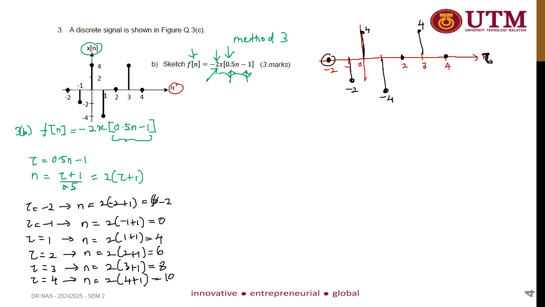Alright, so now use the new n axis. When tau equals minus 2, it becomes minus 2. When tau equals minus 1 it is 0. When tau equals 0 it is 4. Sorry, am I doing it right? Let me consider again. So tau equal to 0, so n equal to 2 times 0 plus 1. Okay, so it's 1 here.